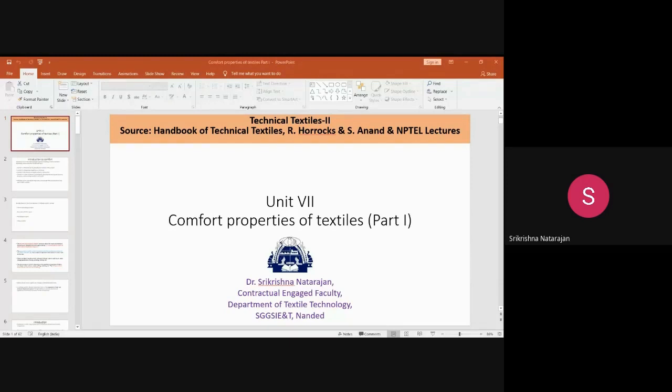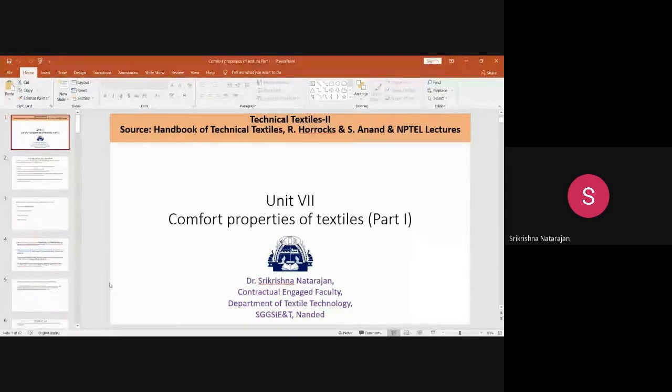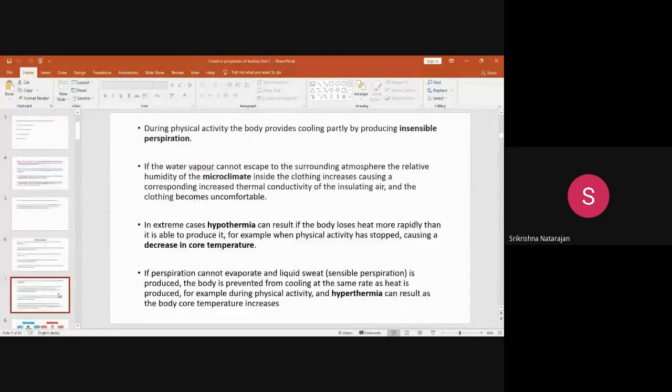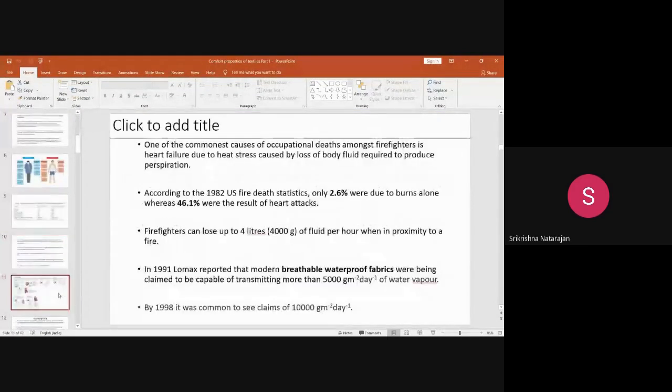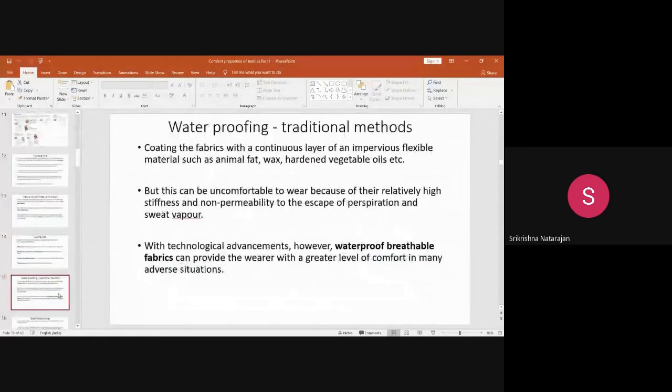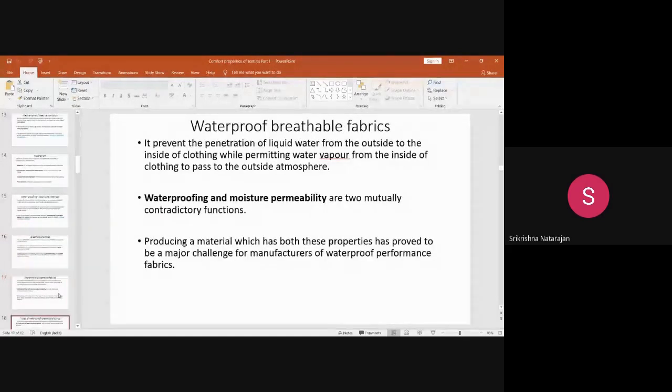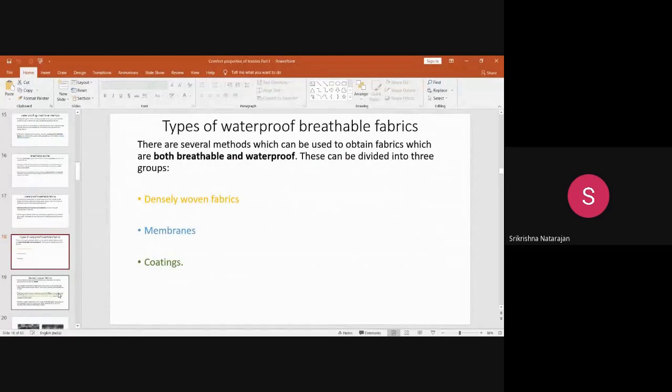So in yesterday's lecture, we revised the comfort properties of textiles. Especially, we revised this topic, which is how to make breathable textiles. These three methods we have seen yesterday. For the third time, we have revised this topic.